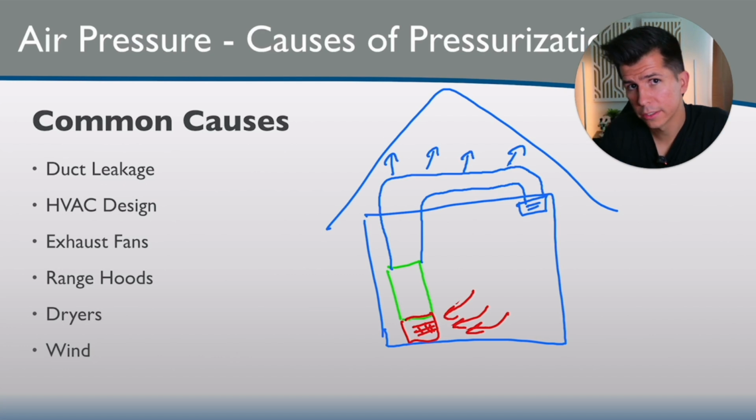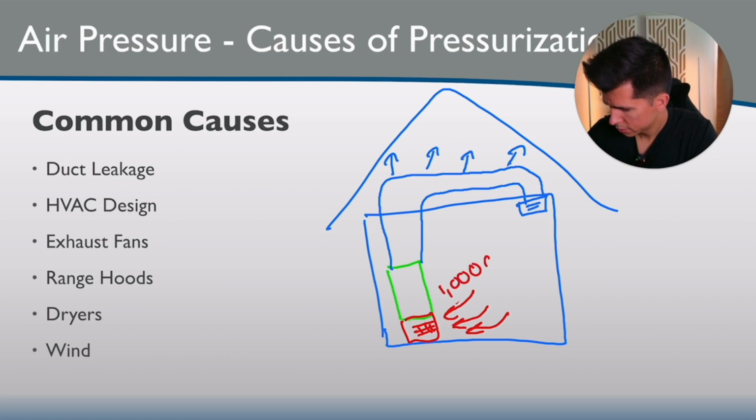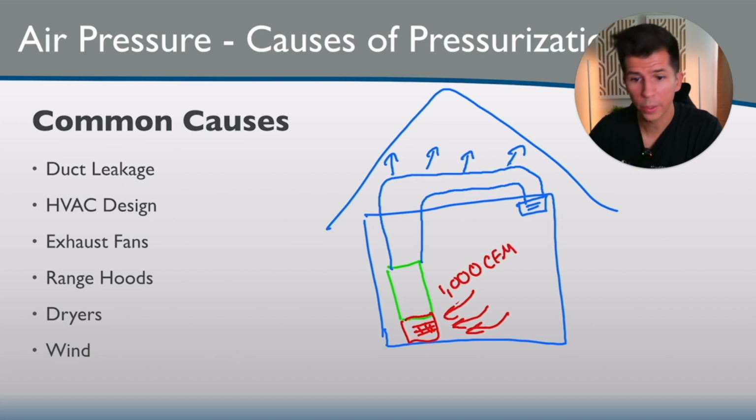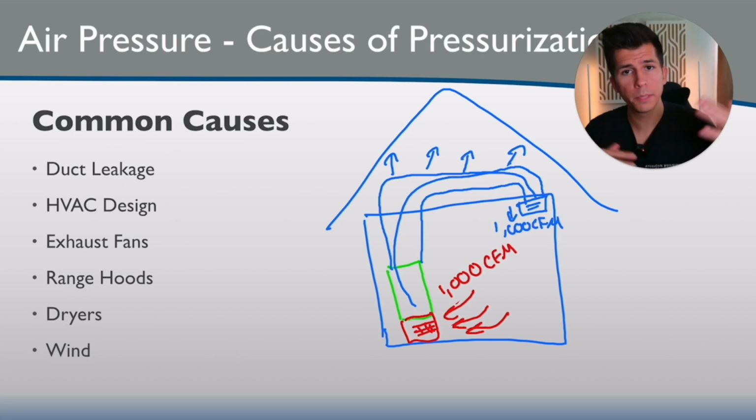Well, we just learned, right? If you have 1,000 CFM, for example, going into the return, 1,000 coming out of the supply, which is what should happen, right? 1,000 going in, in a perfect world, 1,000 is going to come back out. Pressure will be balanced, right? No harm, no foul.